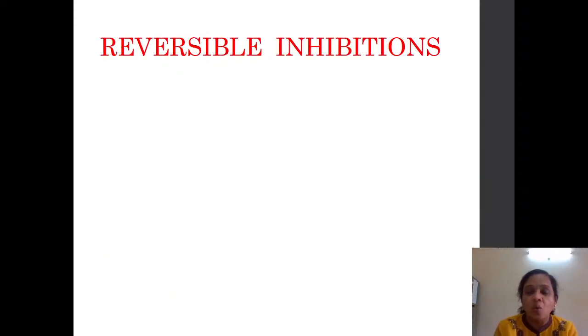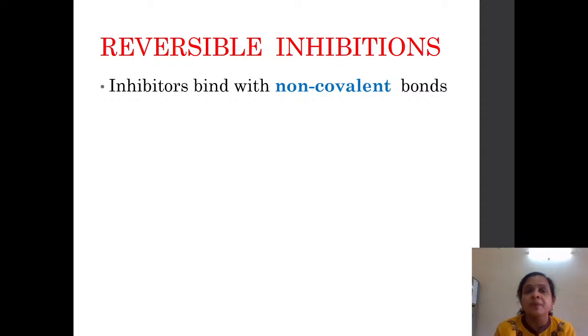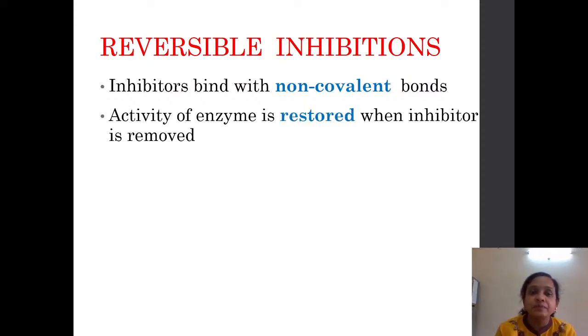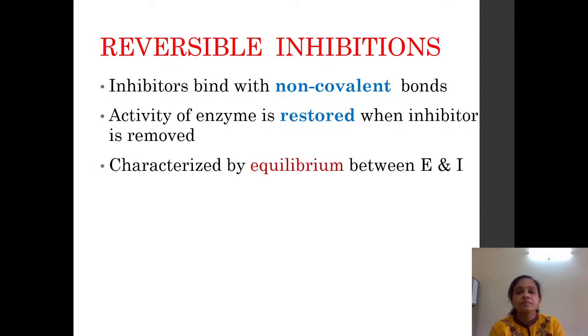Now we'll see individually what the types of inhibitions are. Reversible inhibitions: why are they reversible? Because they usually bind with non-covalent bonds, which are not so strong. That is the reason the inhibition is reversible. The activity of the enzyme is restored when the inhibitor is removed. It is characterized by a specific equilibrium between enzyme and inhibitor. The enzyme combines with an inhibitor to form an enzyme inhibitor complex, like the enzyme combines with the substrate to form the enzyme substrate complex. In the same way, an equilibrium is maintained between the enzyme and the inhibitor.